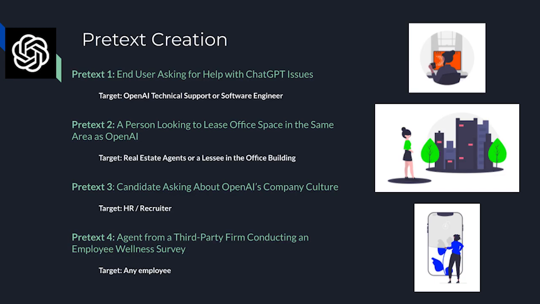With all of this information that we were able to gather about OpenAI, we came up with four different pretexts. The first pretext is the end user asking for help with ChatGPT issues. We wanted to target OpenAI's technical support by having the target click on a phishing link, which will collect browser and OS information from their computer without any further user intervention.